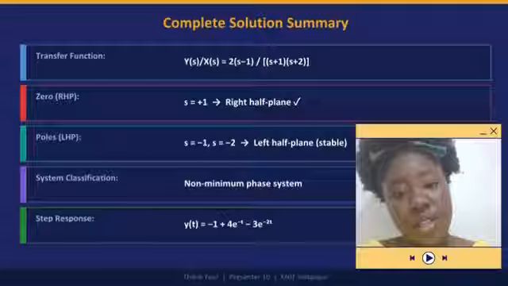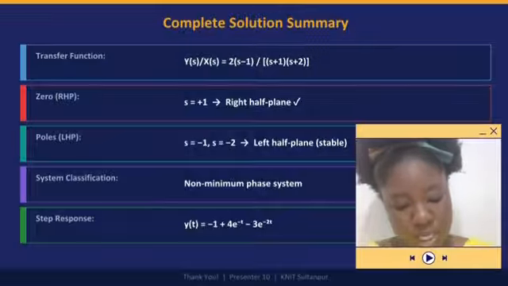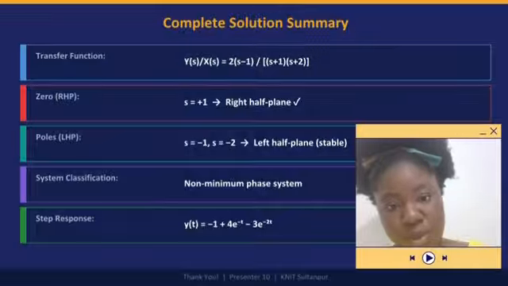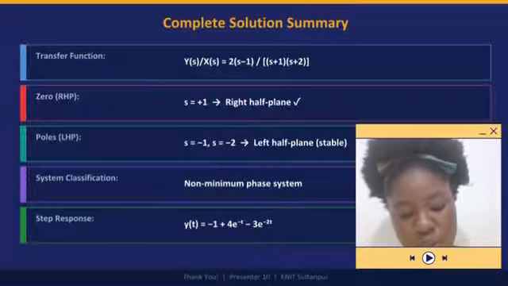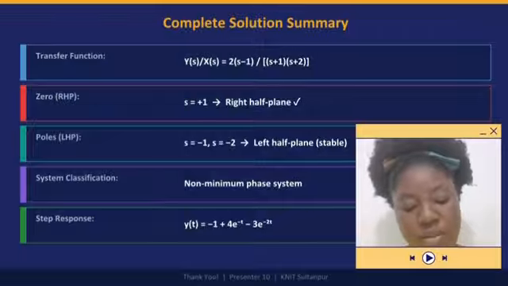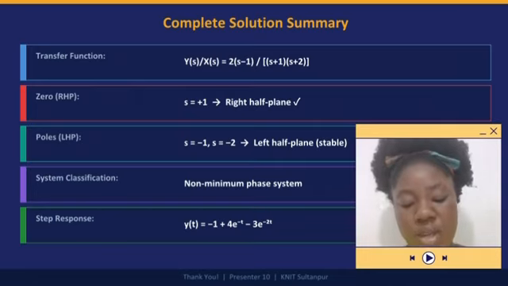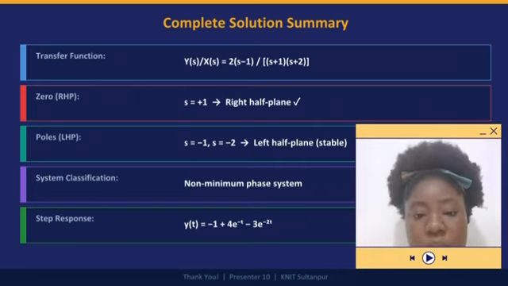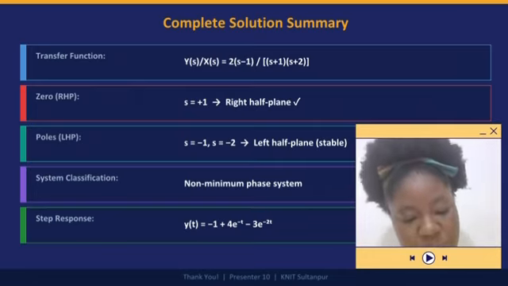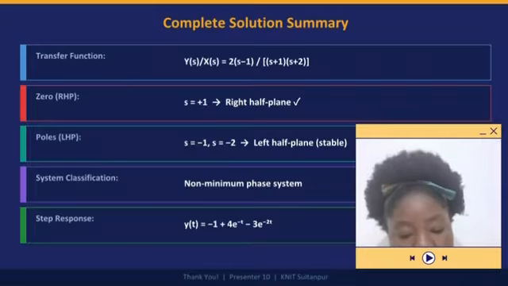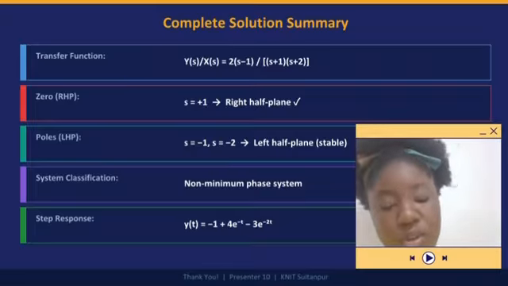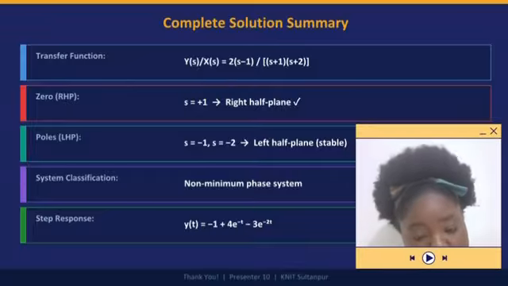Finally, using inverse Laplace, we calculated the unit step response, and with that we got y(t) = -1 + 4e^(-t) - 3e^(-2t). This answers the second requirement of obtaining y(t) for our unit step input.